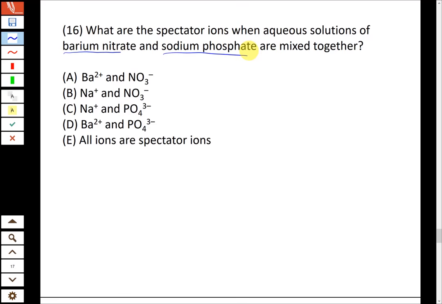So if you're doing a precipitation reaction, whatever ions stay in solution the whole time and don't combine to form a precipitate, those are going to be what you would classify as spectator ions. Now, some reactions don't have spectator ions, but most do. In this case, we're asked to identify them.